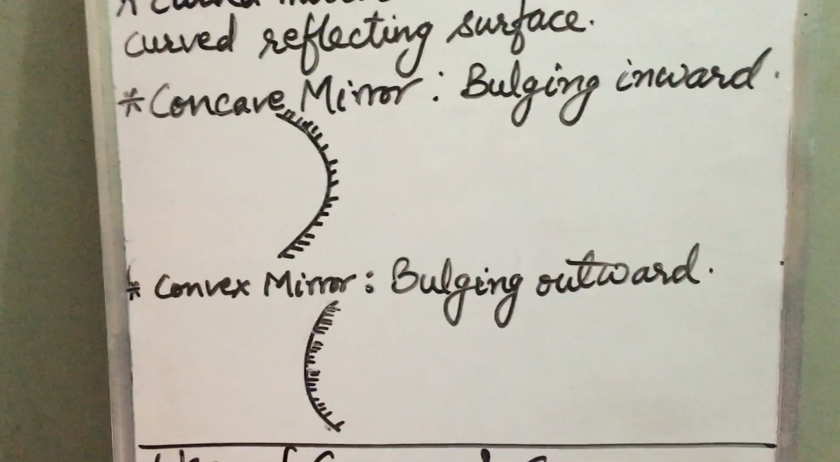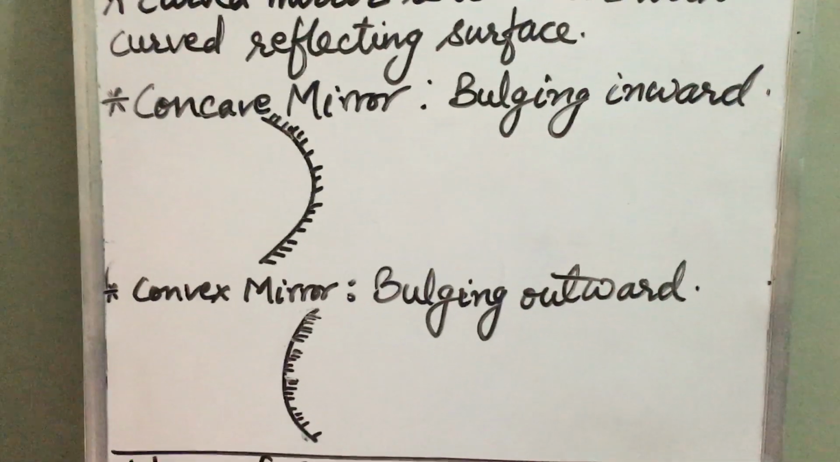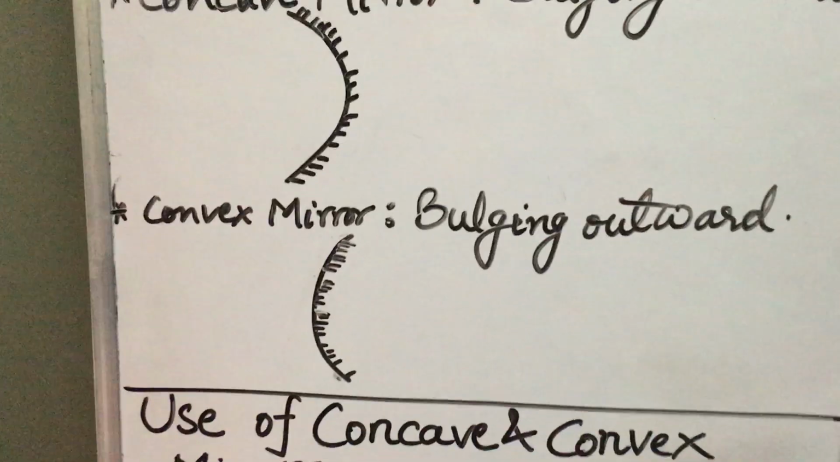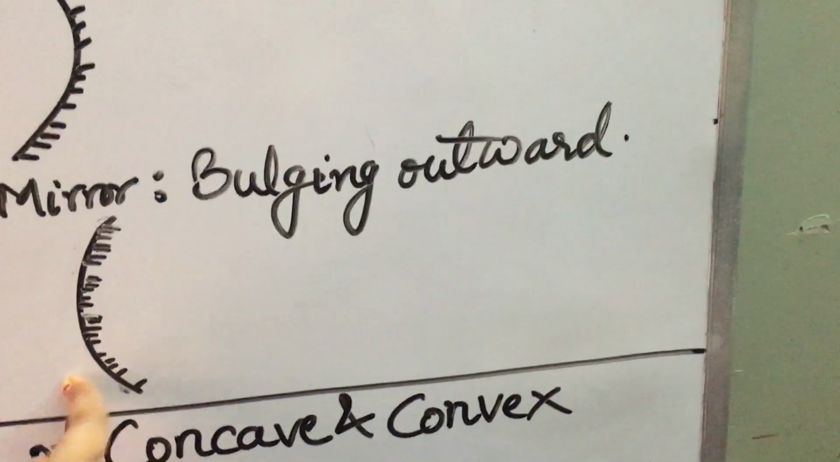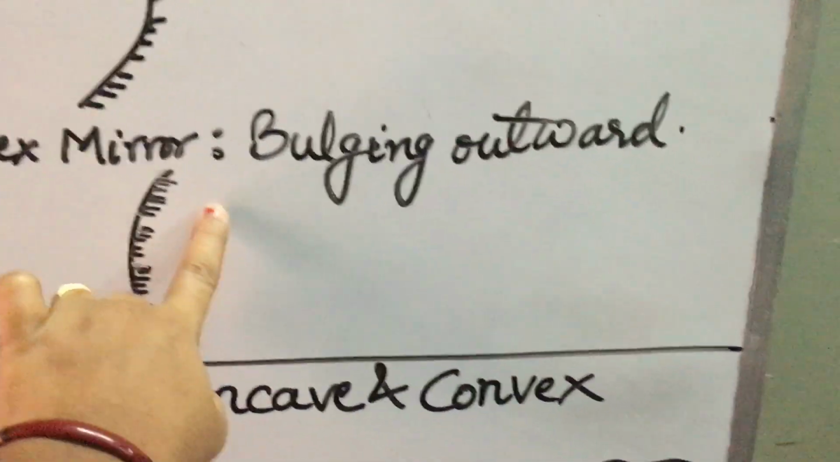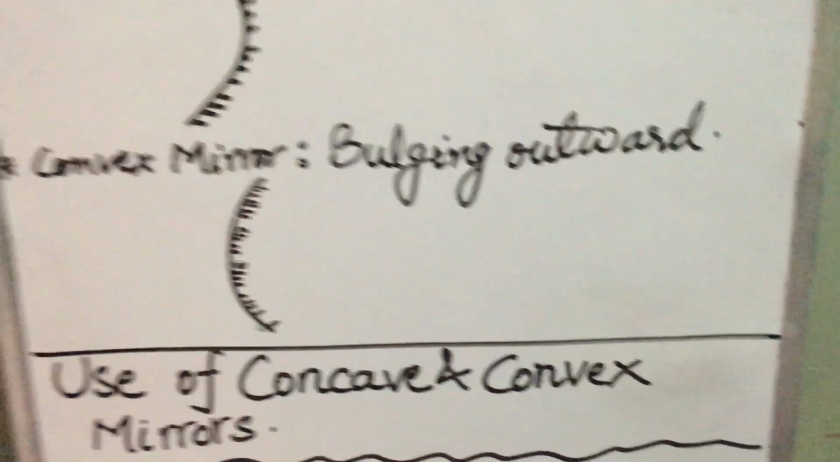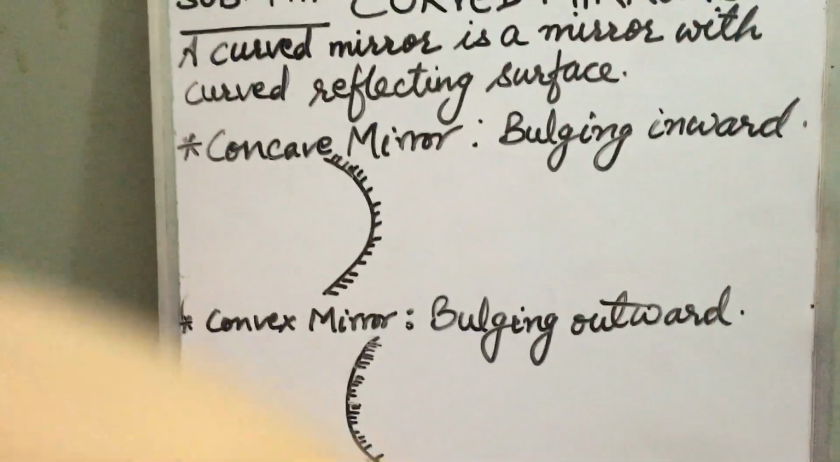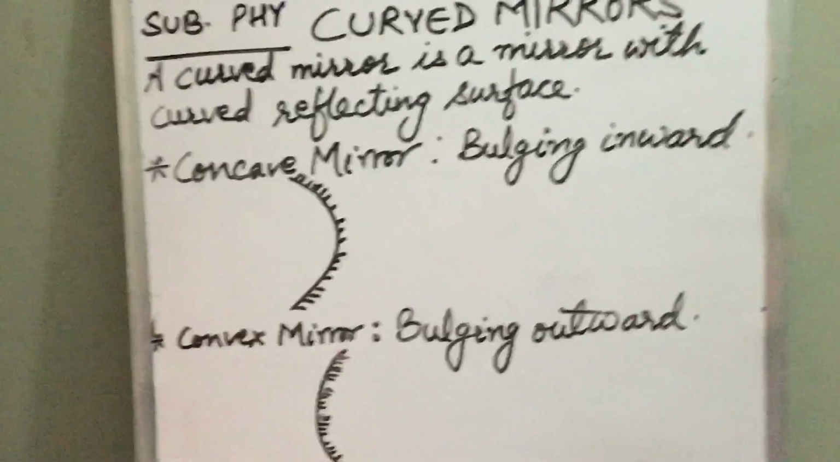inside. And what is a convex mirror? A convex mirror is bulging outward. Bulging outward means what? It is bulged outside and the reflection takes place from this side, okay, this surface, and it is polished from the inside of the surface. Okay, now a few basic terms related to mirrors.